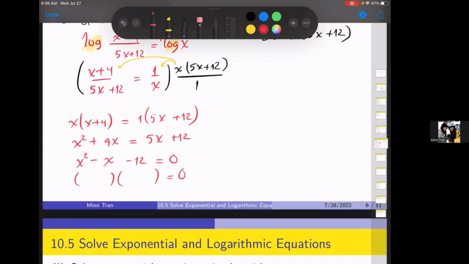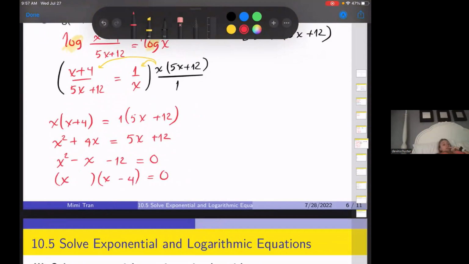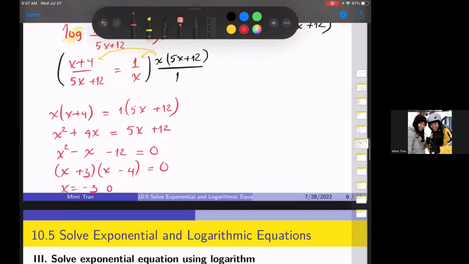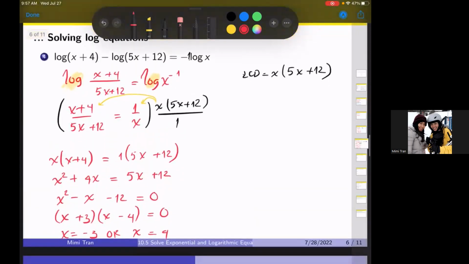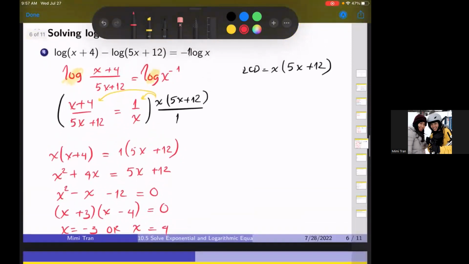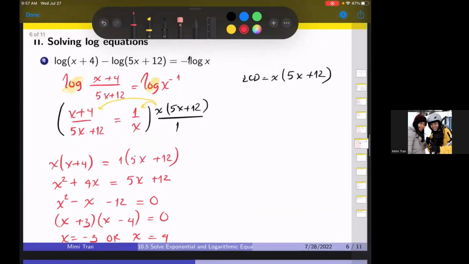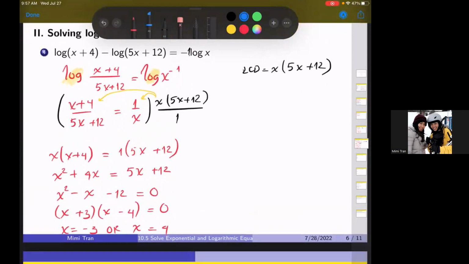See how important factoring is. I know that you get bored of me saying this, but it always creeps up on you, right? Everywhere. Can someone factor that for me? Negative 4 and positive 3. Thank you, Devin. So that means x equals negative 3 or x equals positive 4. Well, the first one you're gonna get rid of is, yeah, negative 3, because of the right-hand side, right? If you have log of negative 3, it's not good. So even without checking, I know that I'm gonna get rid of that one.